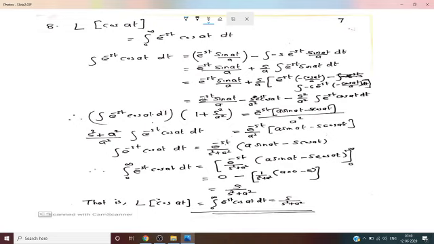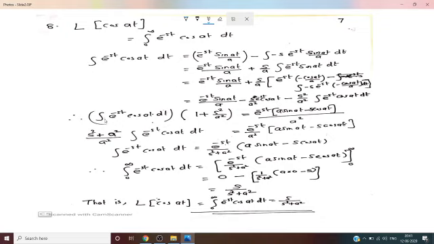Then we get e raised to minus st into sin a t by a minus s by a square into e raised to minus st cos a t minus s square by a square into integral e raised to minus st into cos a t dt. Here also e raised to minus st cos a t dt. Here also e raised to minus st into cos a t dt.